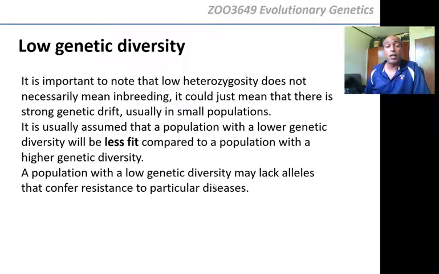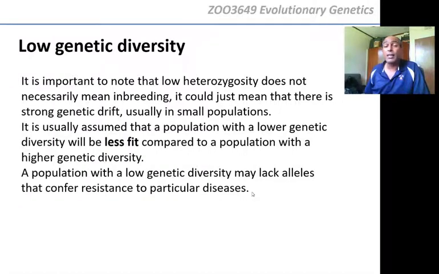A population with lower diversity may lack alleles that give it resistance to diseases, for example. So if a disease comes and you don't have an allele that makes you resistant to the disease, then your fitness goes down. Then you start dying like flies, okay?